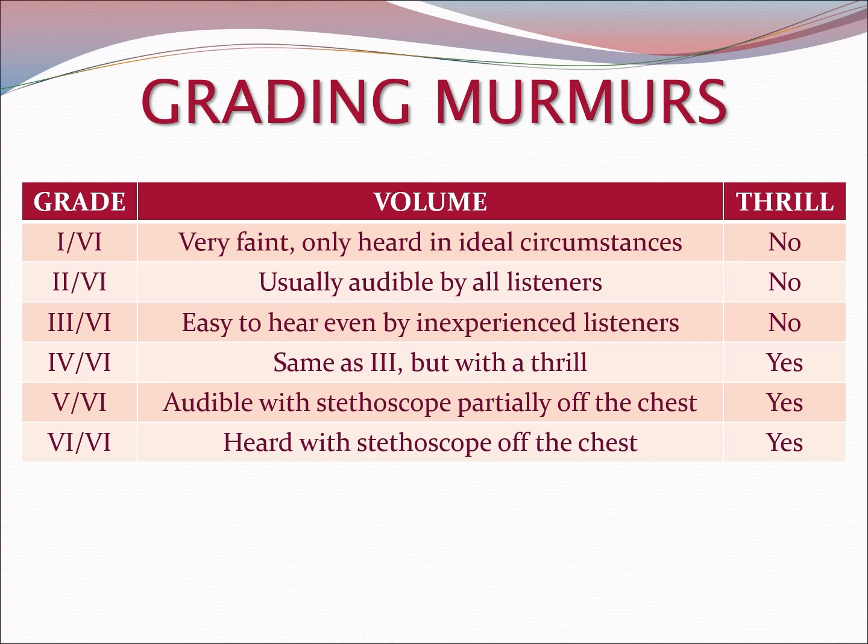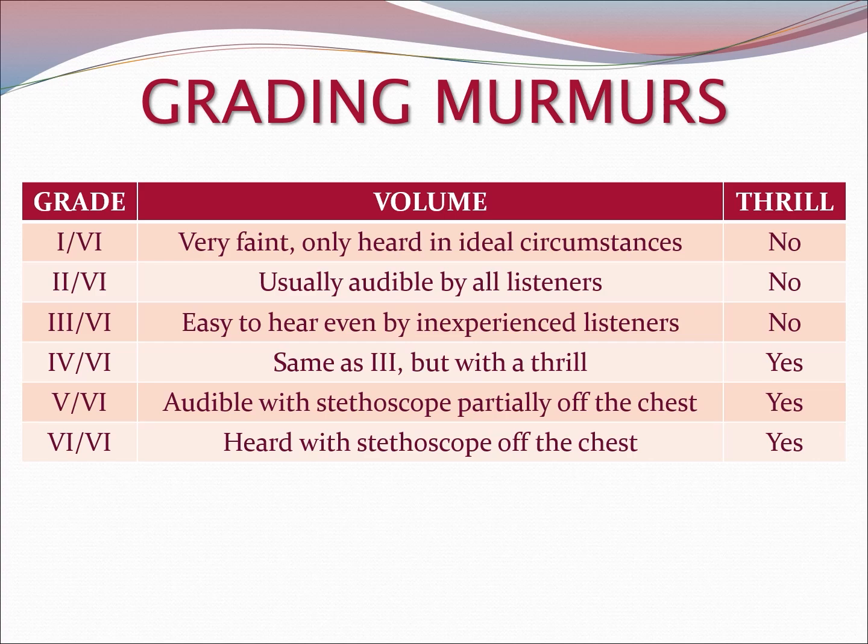A grade 3 over 6 is easy to hear even by inexperienced listeners. Grade 4 over 6 is the same as a 3, but you will feel a thrill. You can palpate a thrill on the chest. Grade 5 over 6 is audible with the stethoscope partially off the chest, and a grade 6 over 6 is heard with the stethoscope off of the chest.